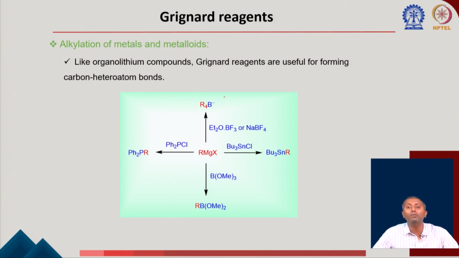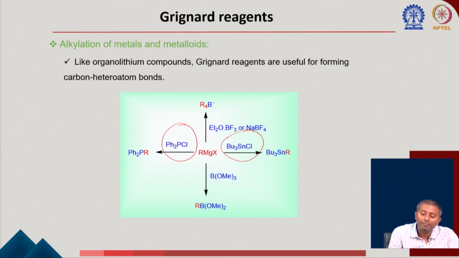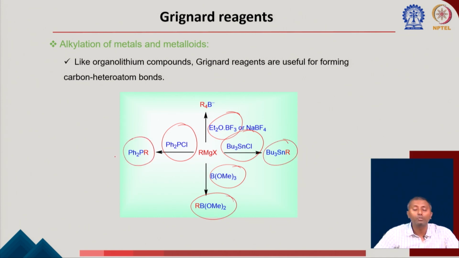We have learned that the Grignard reagent reacts with carbonyl compounds, with epoxide, with ester. It can also react with heteroatoms. It can react with phosphorus, with tributyltin chloride, with BF3 etherate. It can also react with trimethoxyboron to form boronic esters, or the corresponding tin compound or phosphorus compound. So the Grignard reagent has a lot of importance in forming heteroatom bonds as well.